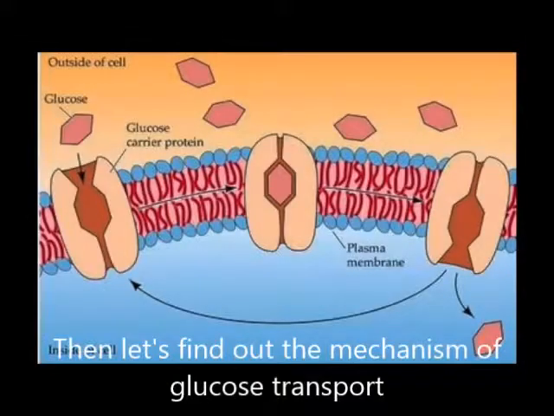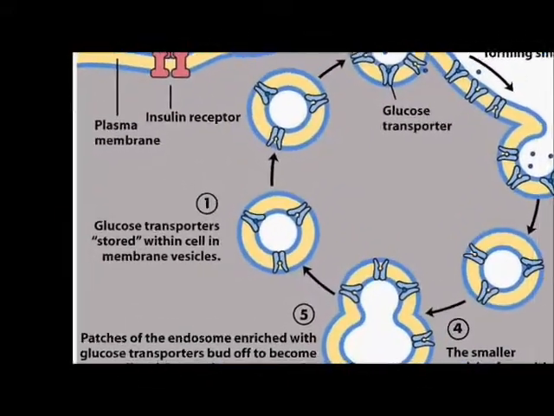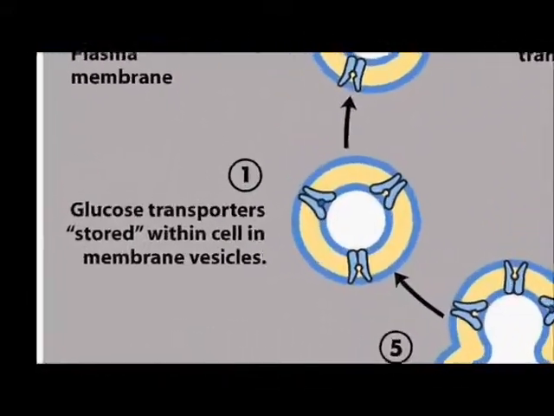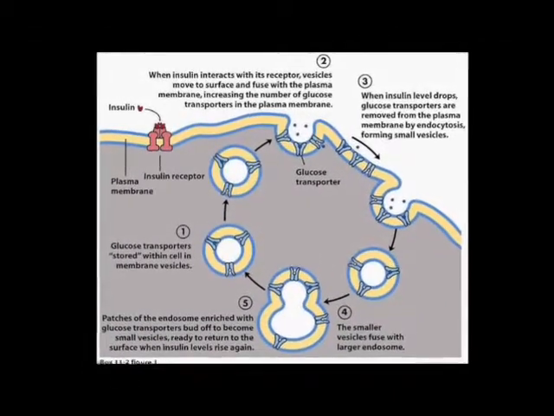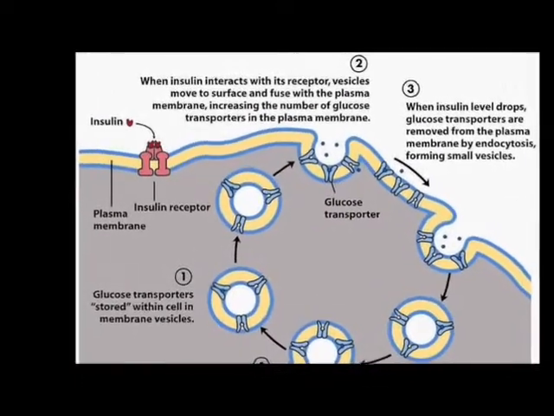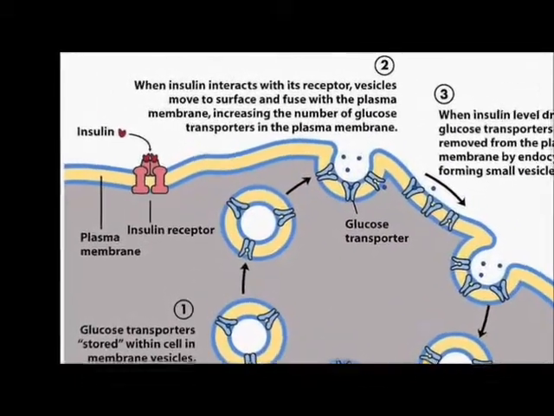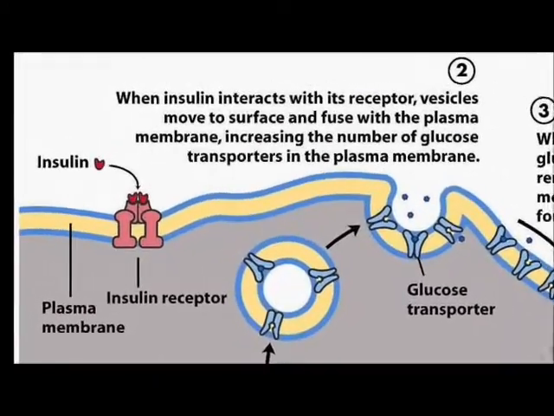Then, let's find out the mechanism of glucose transport. At first, glucose transporters are stored within the cell in membrane vesicles. Second, when insulin interacts with its receptor, vesicles move to the surface and fuse with the plasma membrane, increasing the number of glucose transporters in the plasma membrane.